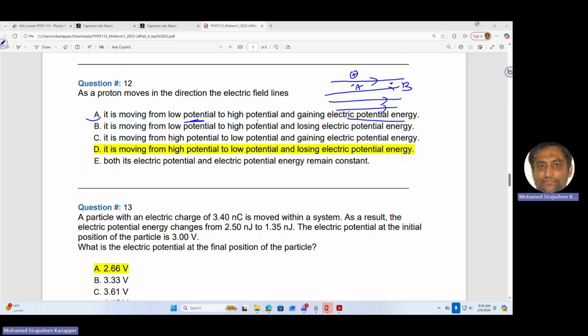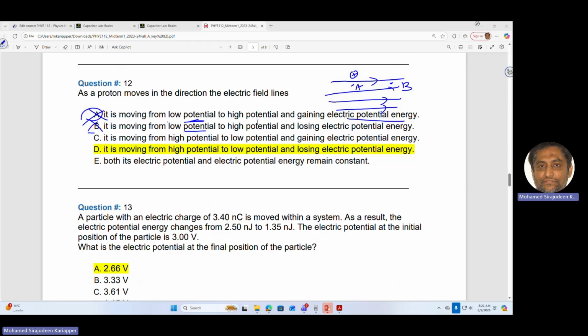So A, as the proton goes from A to B, it doesn't matter if it's a proton or whatever, potential will be from high to low if you move in the direction of the electric field. Therefore, this is wrong, right? Because this says low to high. B, it is moving from low to high. That is also wrong, just because of the potential.